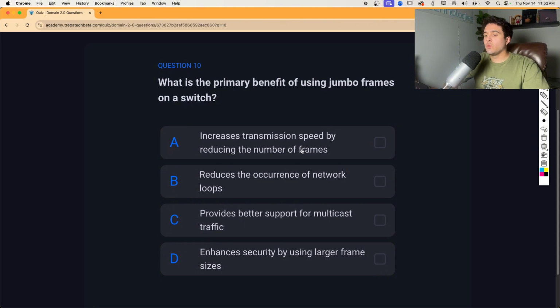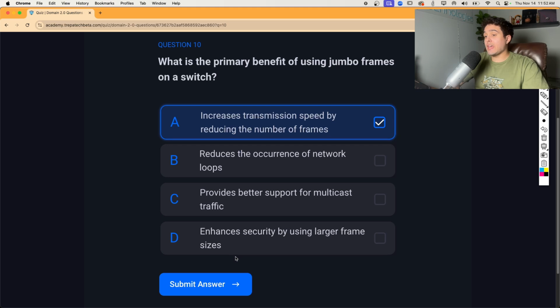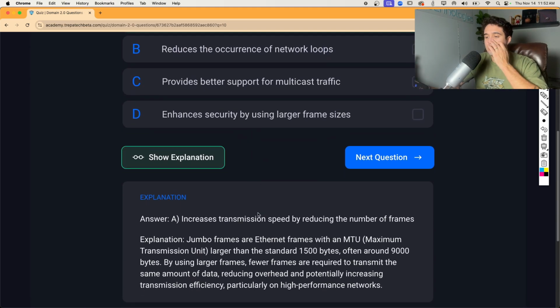Question 10. What is the primary benefit of using jumbo frames on a switch? Let's see. It doesn't do anything with security. A jumbo frame, it's going to be anything over 1,500 bytes. Typically, if you enable it, if the MTU is like 9,000, so we have jumbo frames. It doesn't prevent network loops. Spanning tree does that. It doesn't support multicast traffic better. We're going to go with A. Increases transmission speed by reducing the number of frames. And that's what it does, right?